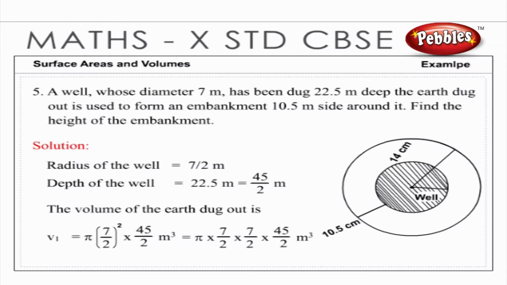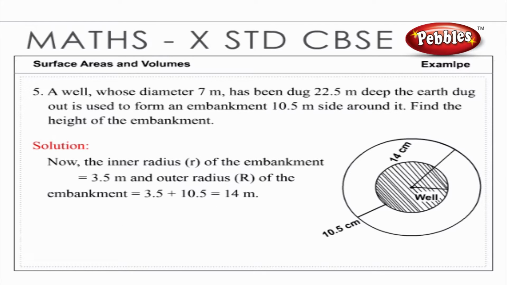Now, the inner radius r of the embankment is equal to 3.5 meter and outer radius R of the embankment is equal to 3.5 plus 10.5 is equal to 14 meter.